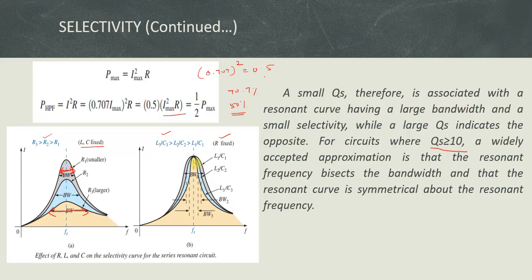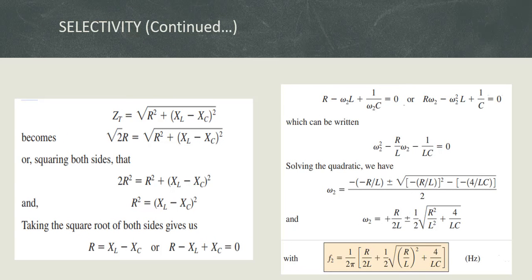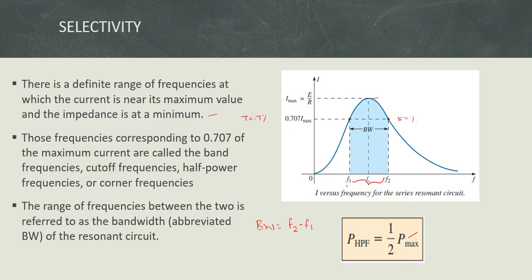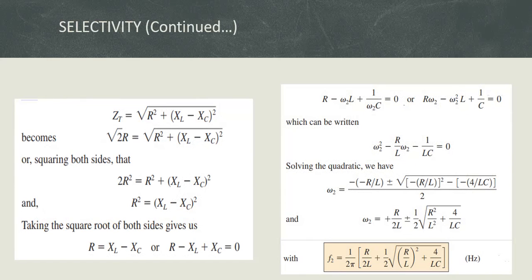Okay, so when my L by C is increased, then the selectivity is increased for the corresponding curve. Okay, so this is the corresponding derivation in order to find the upper cutoff frequency and lower cutoff frequency. In the previous graph we saw two frequencies, f1 and f2. Here f1 is called the lower cutoff frequency and f2 is called the upper cutoff frequency. Here I want to find out those frequencies.